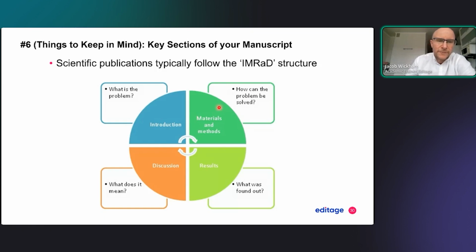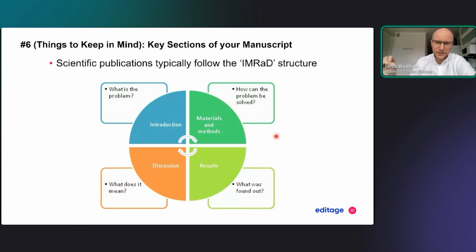And you have four main questions you want to answer in every manuscript. So the introduction answers the question, what is the problem? The materials and methods answers the question, how can the problem be solved? So how your paper becomes a solution for it. And you want to have your methods described in very intricate detail. If you're worried about word limits here, you may want to cite other papers.